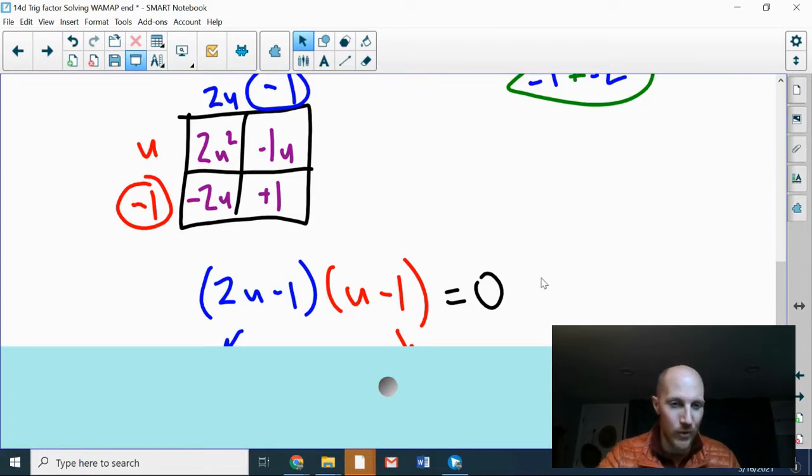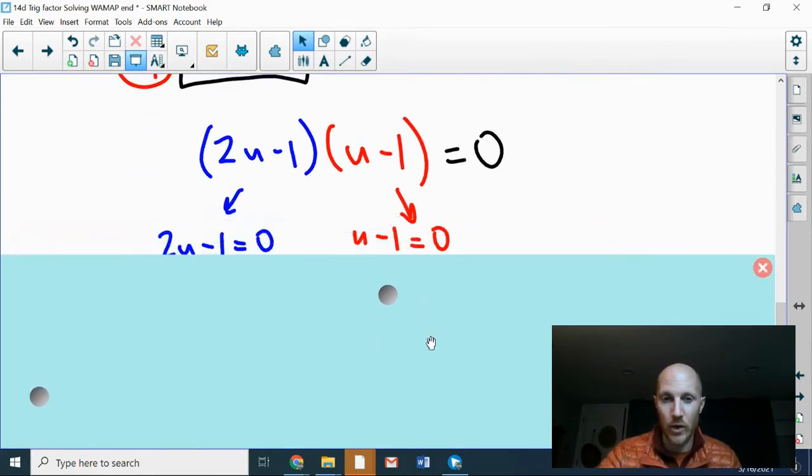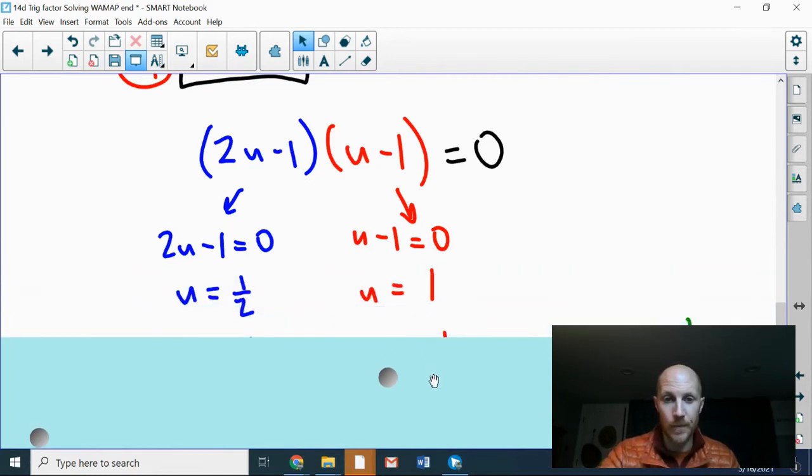Don't forget those still multiply together to equal 0. Move on to the next step. Now that I have it factored, I can break apart that equation into its two parts. Set each of those two parts equal to 0. That is the zero product property in action right there. Solve each of those equations.